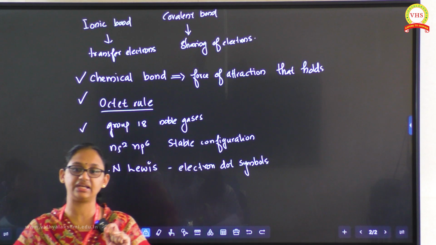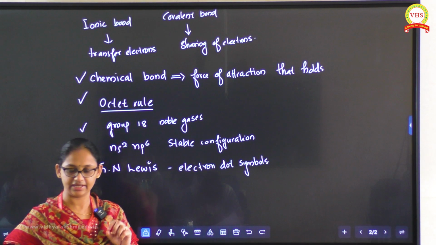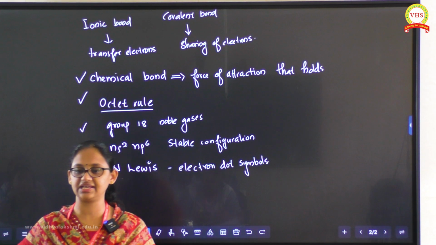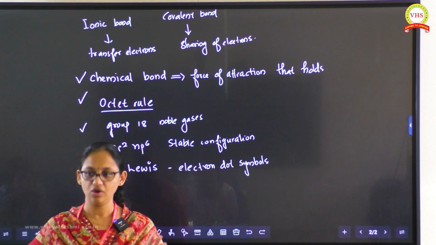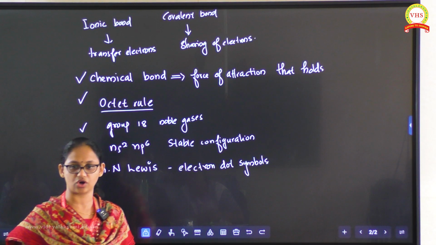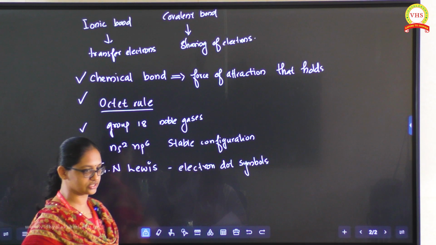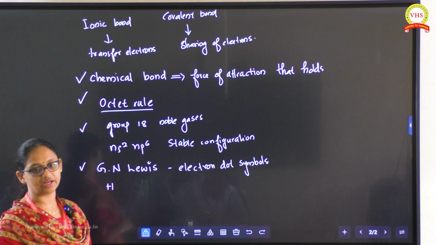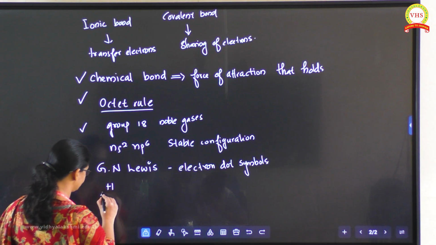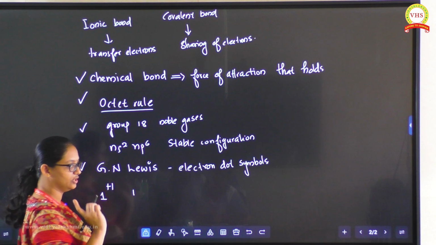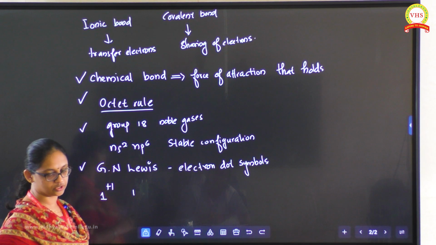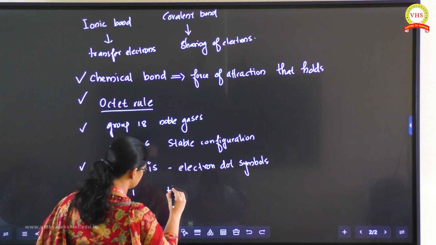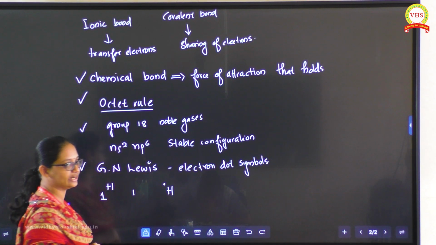What do you mean by valence shell electrons? The number of electrons present in the valence shell or outermost shell, it is called valence electrons. Okay, an example, it is hydrogen. What is the atomic number of hydrogen? 1. What is the electronic configuration? 1 only. That means outermost shell, how many electrons are there? 1 electron. So it is represented by using a dot.